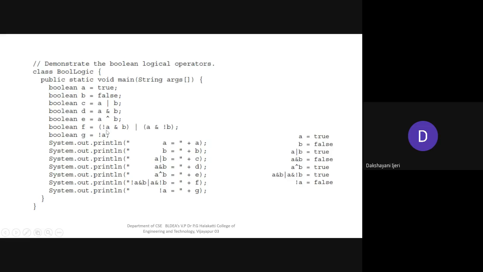Unary on the A, that means A will be converted to false. False and false, it is false. Correct? Unary on the B, it is true. True and true, it is true. Right? So false or true, it is true. So the F value will be true. So you can see here the F value is true here.